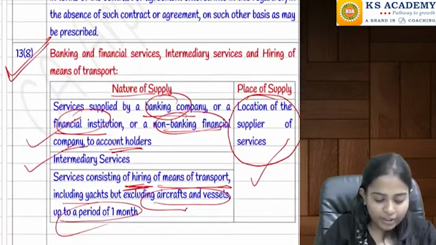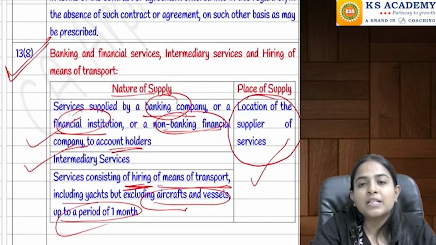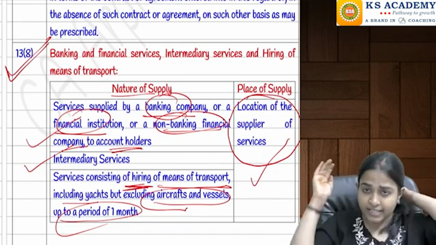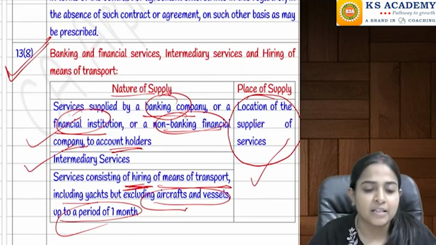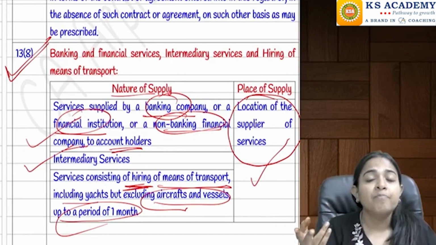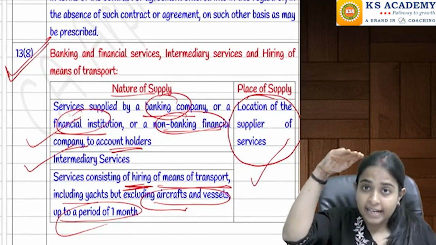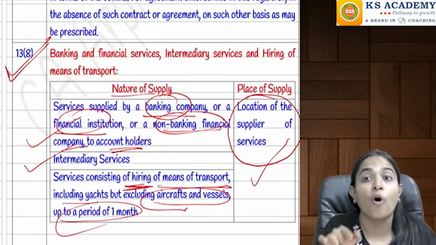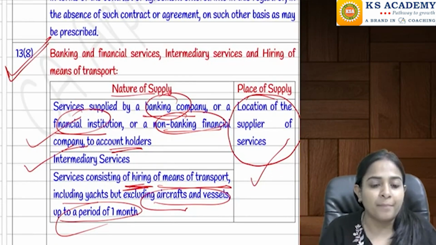Then after that, going on to the next service, that is section number 13 subsection 8. Section 13 subsection 8 talks about banking and financial services, intermediary services, stockbroking services, etc. will be included, and hiring of transport services. Now hiring of transport means, let's say we have hired it from outside India, any particular mode of transport except aircraft and vessel, including yachts. Yachts will be included, for a maximum period of 1 month.